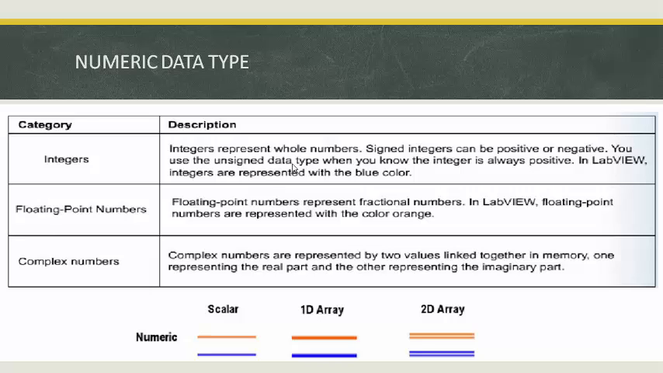This is the color representation of a numeric data type. For a scalar, it will be a single line. For a 1D array, it will be a thick line. For a 2D array, two parallel lines, based on color. Orange is for floating point, and blue color is for integer.